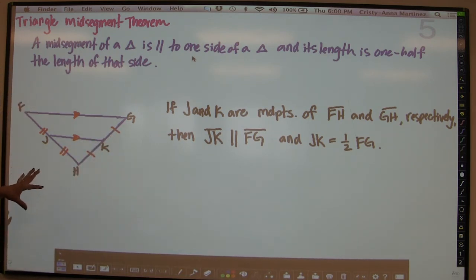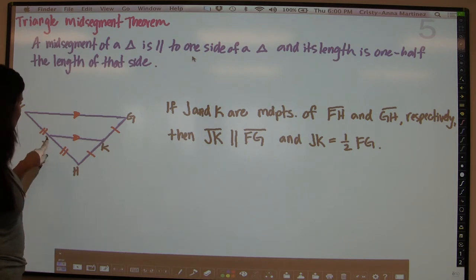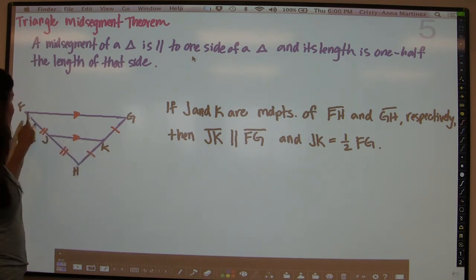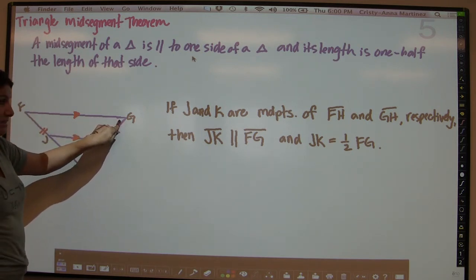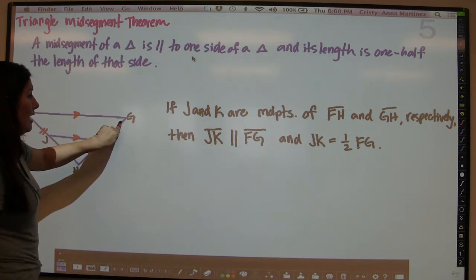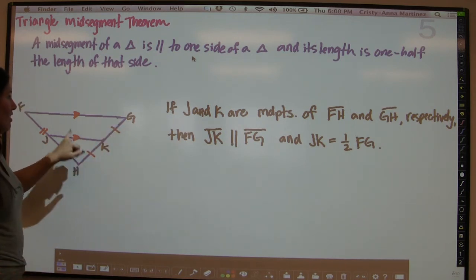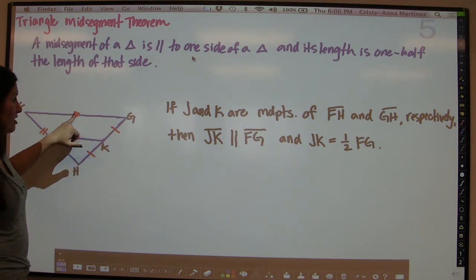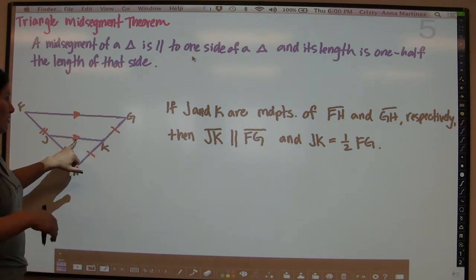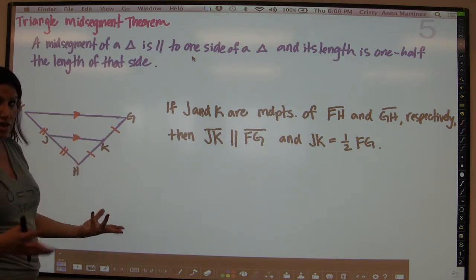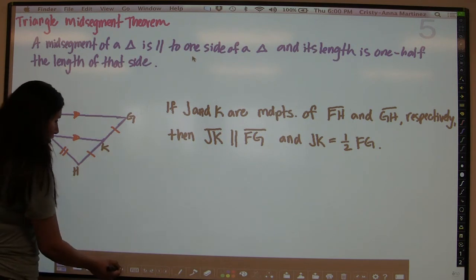So if that's the case, then JK, which is the midsegment, is parallel to FG, so it's parallel to the third side. That's the first thing that the theorem tells us. And also JK is half of FG. That also means that FG is double JK. It's another way of looking at it, okay? So we're going to use that theorem here.